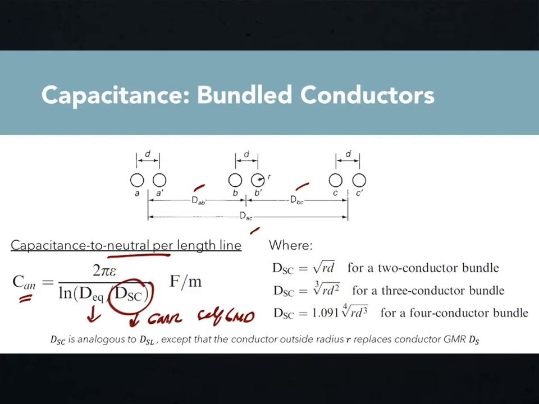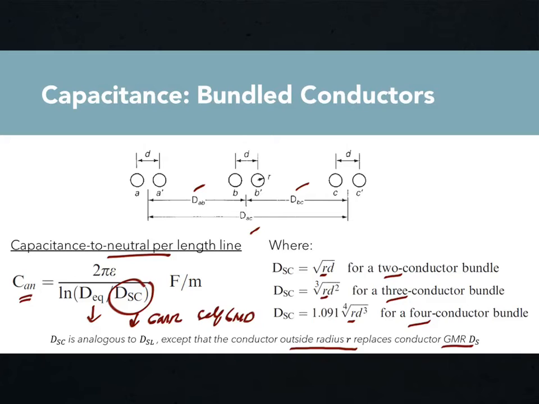The self GMD. Okay? However, it will matter if the conductor is a 2-bundle, 3-conductor bundle, or a 4-conductor bundle, which is also similar kay inductance, right? But the only difference is that, what? The R. Okay? The outside radius R of the conductor replaces the GMR of DS.